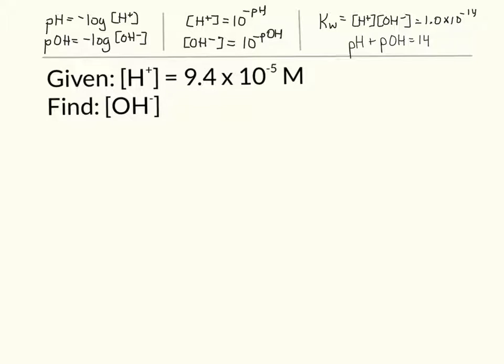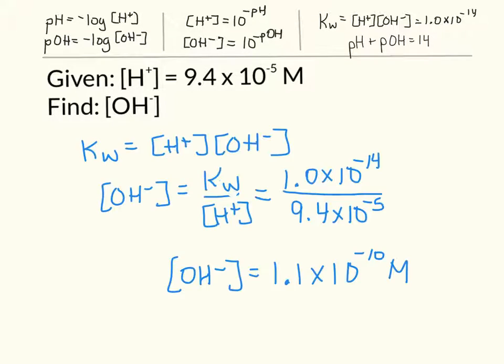Let's try one more problem, given a hydrogen ion concentration of 9.4 times 10 to the negative 5th molar. Find the hydroxide concentration. I have chosen to solve this using the relationship Kw equals H plus times OH minus. Plugging in my numbers, I get a hydroxide ion concentration of 1.1 times 10 to the negative 10th molar.